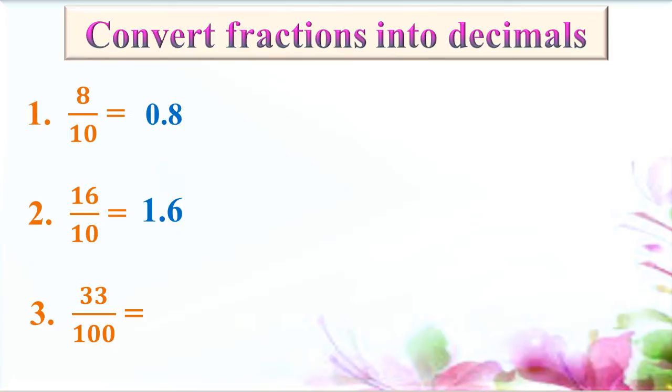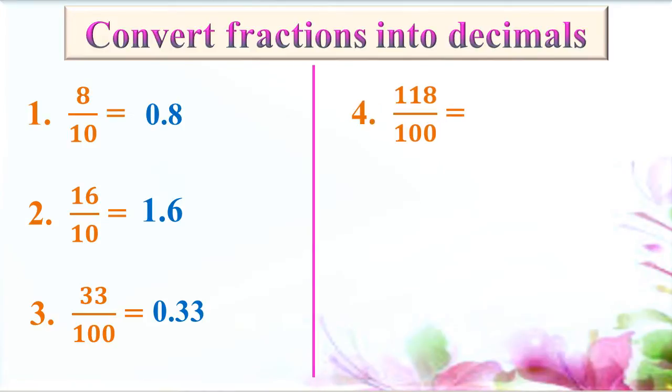Then the third one, 33 by 100. Here in the denominator we have two zeros, so we can move two steps in the numerator from right to left. So I will get, what is that answer? That is 0.33. Then the fourth one, 118 divided by 100. Here the denominator has two zeros, so we want to move two steps in the numerator from right to left. So we'll get 1.18.